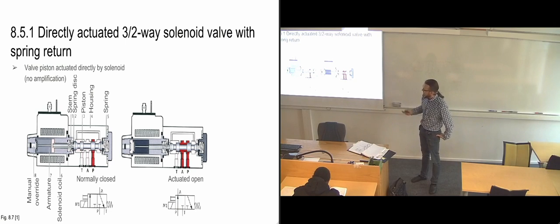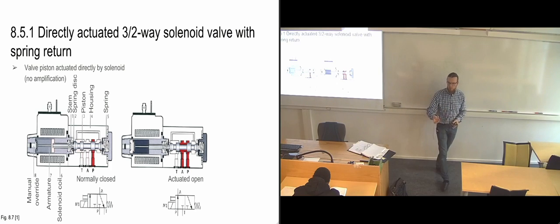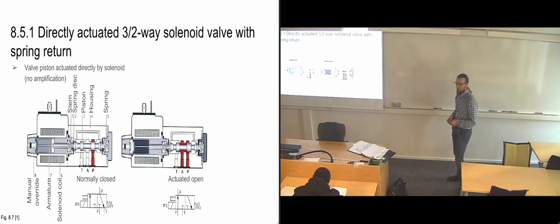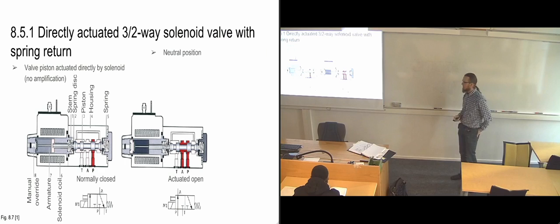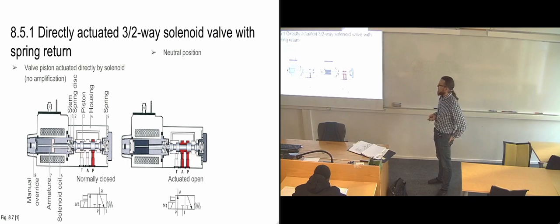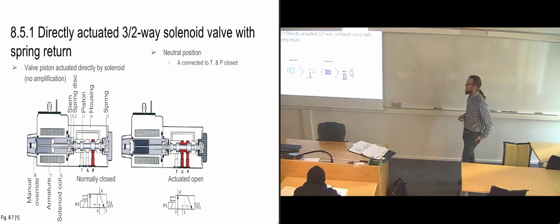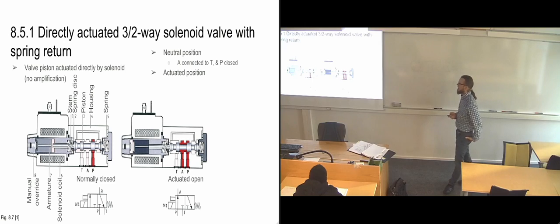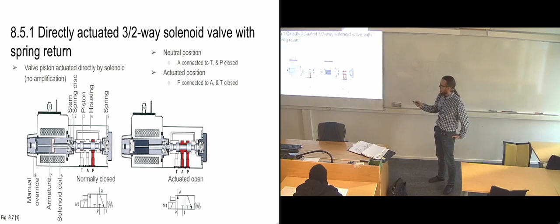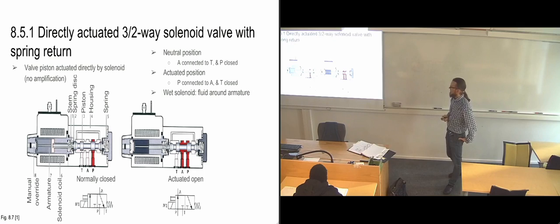And as you can see in this one also, we don't have a separate leakage line, but this side of the piston is connected to the tank side of the piston. So instead of having a separate leakage line, since we have this tank line going in, we just allow the leakage to trickle back into the tank ports. So in the neutral position, which is here, normally closed, A is connected to the tank, and the P port is closed. And then when we actuate it, we get P to A and T closed.